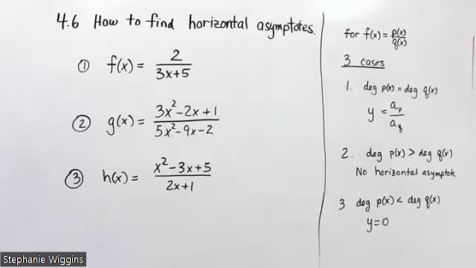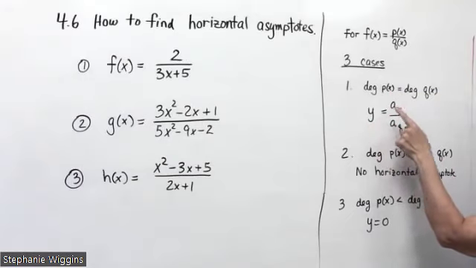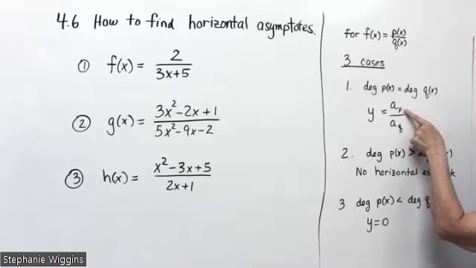How to find horizontal asymptotes. So there are three cases that we want to consider. For a rational function, f of x equals p of x over q of x, you could either have the degrees of the two polynomials in the numerator and the denominator being equal, in which case your horizontal asymptote would be the line y equals ap over aq, where ap is the leading coefficient of p and aq is the leading coefficient of q.